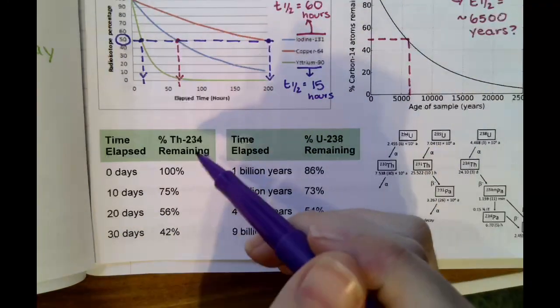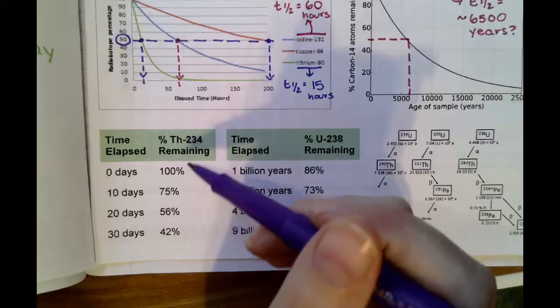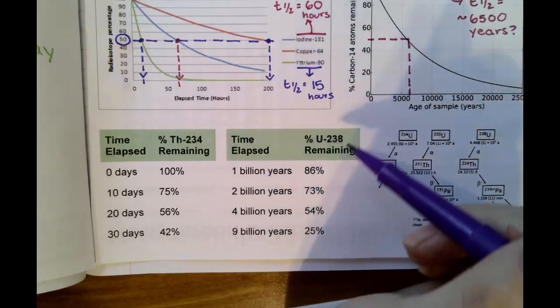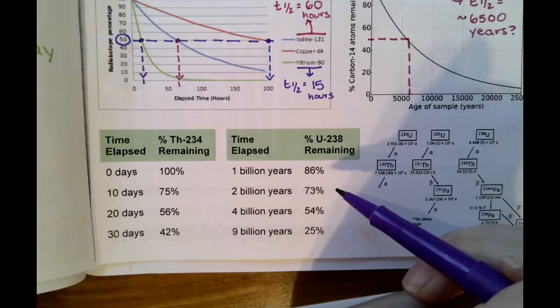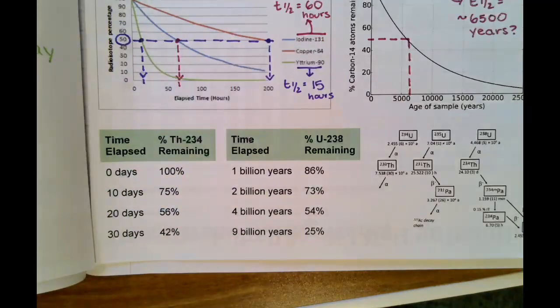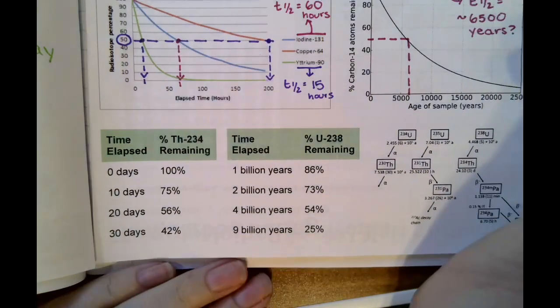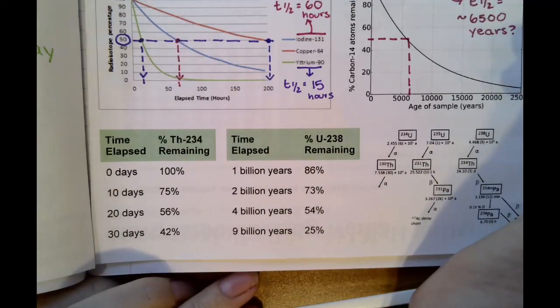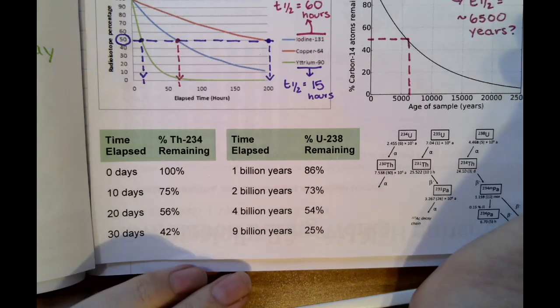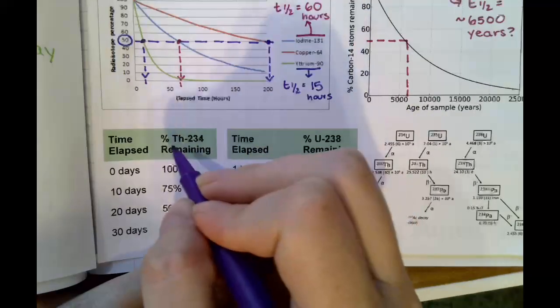So you tell me, thorium-234, when do you think we'll hit 50%? Uranium-238, when do you think we'll hit 50%? Go ahead and pause, do some thinking, give me an estimation. What do you think the half-life is? Did you pause? Alright, here we go.